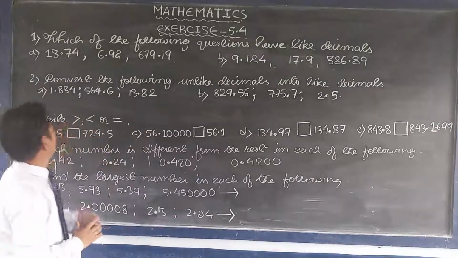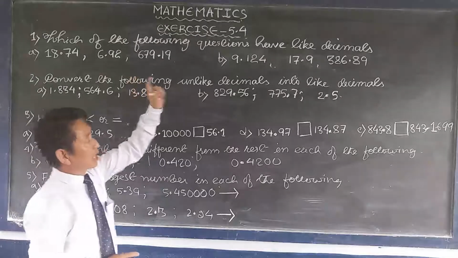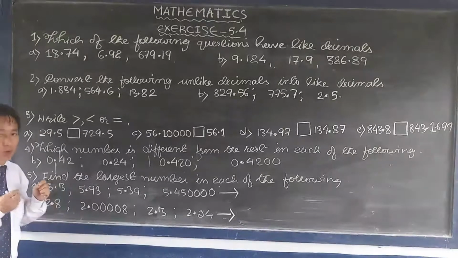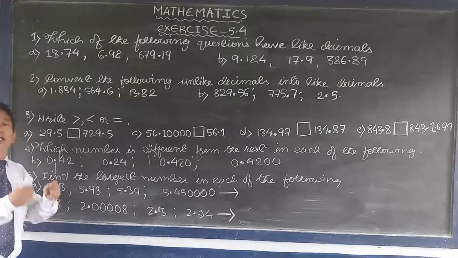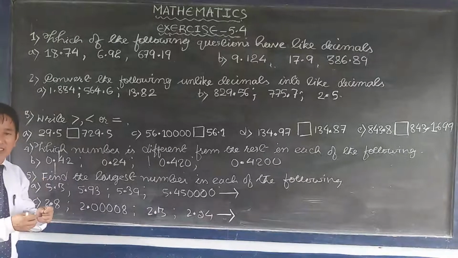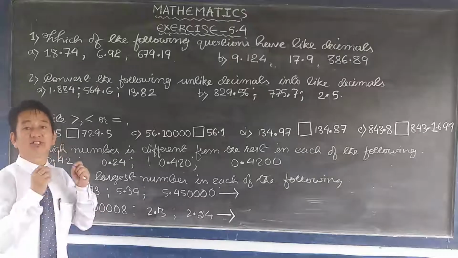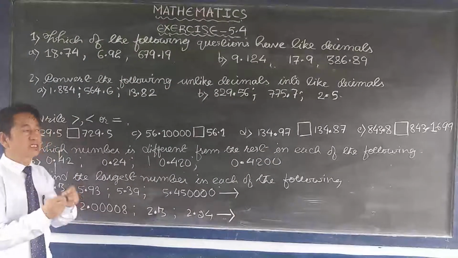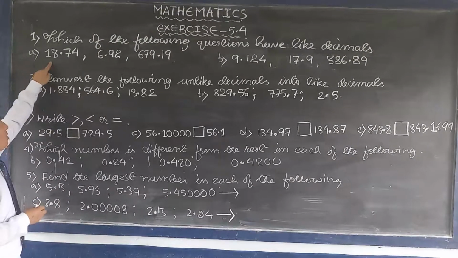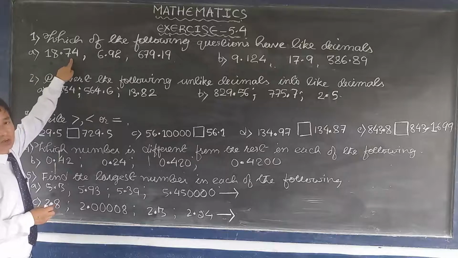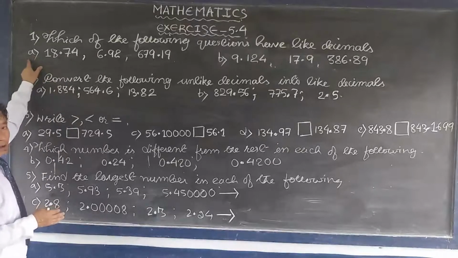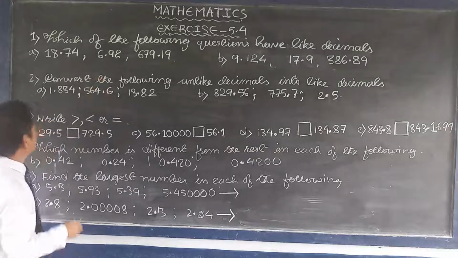Now let's see which of the following questions have like decimals. As I already told you, like decimals are numbers that have the same number of decimal places, and unlike decimals are numbers that have a different number of decimal places. Now here, question number 1a. This is the whole number, this is the decimal point, and this is the decimal part. The decimal point separates the whole number from the decimal part.